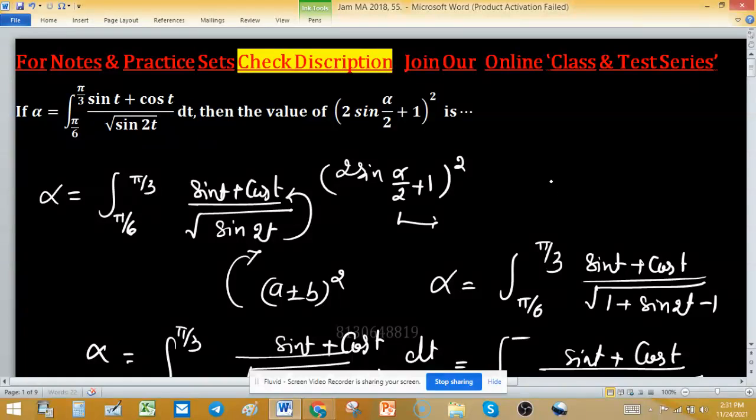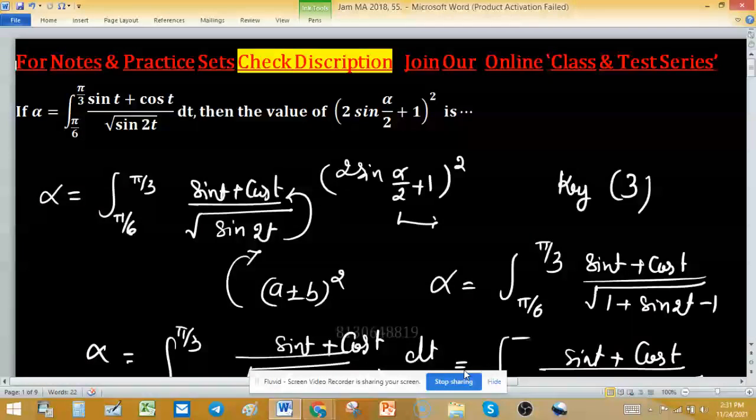So the key of this question is 3, which means this is a numerical answer type question.